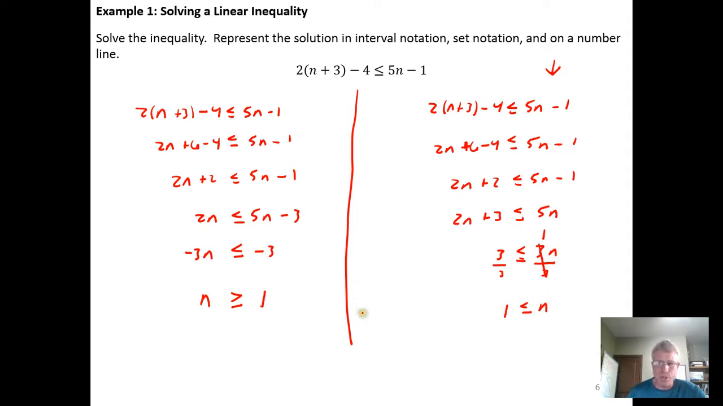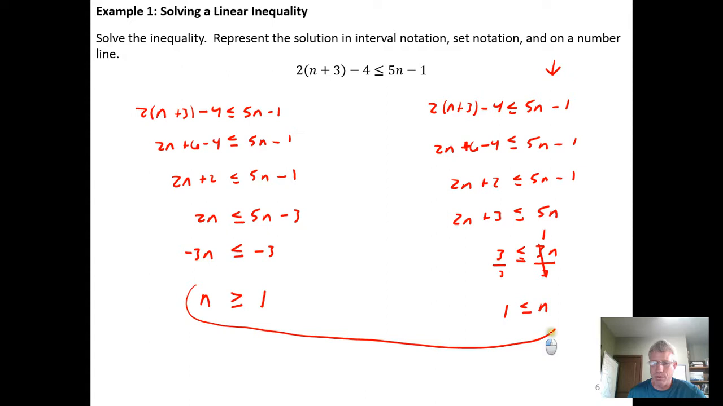What I want you to notice is that these are equivalent solutions. They look a little bit different, but in each case, notice that the inequality symbol is opening towards the n, which means they are equivalent. The point of the inequality is pointing towards the 1. So n greater than or equal to 1 is equivalent to 1 is less than or equal to n. Either one of these is a good solution. They're perfectly fine. Notice that doing it this way made it so that I didn't have to reverse the direction of the inequality symbol.